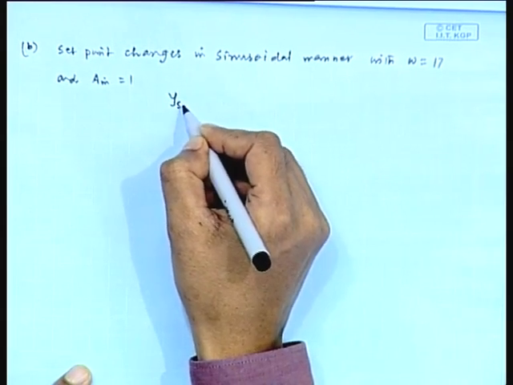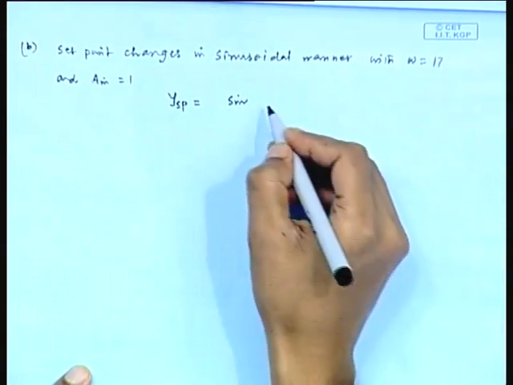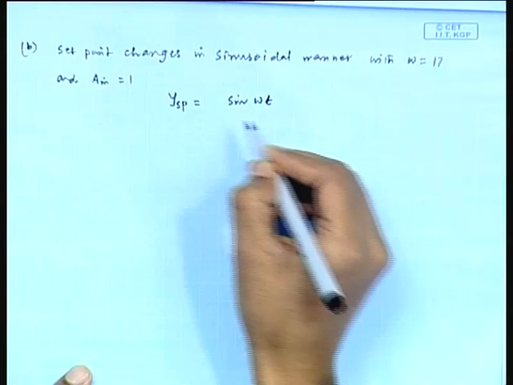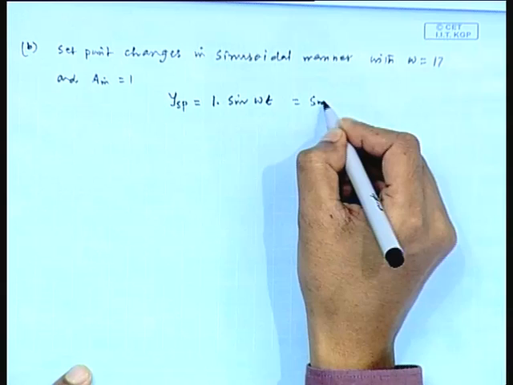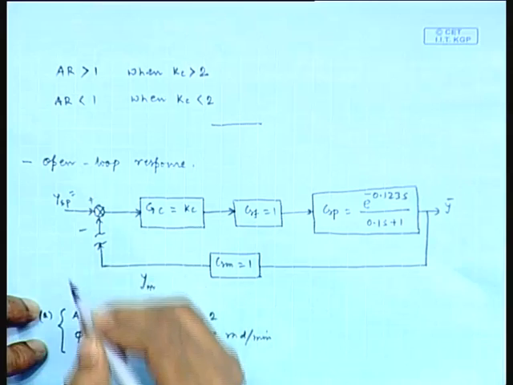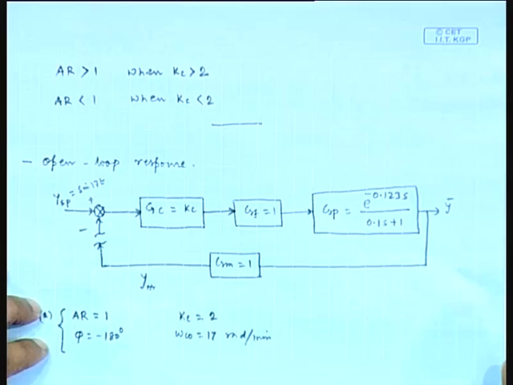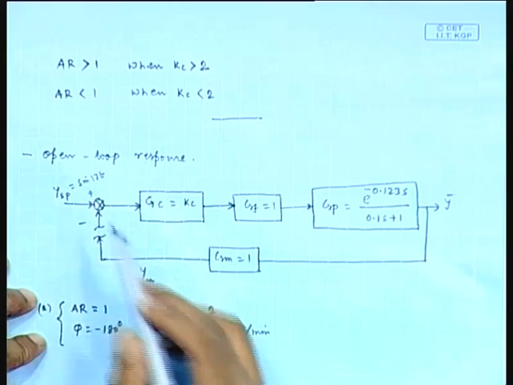Set point changes in a sinusoidal manner with omega equals 17, and input amplitude equals 1. That means this is sin 17 t. So, in time domain I can write y set point equals sin 17 t.